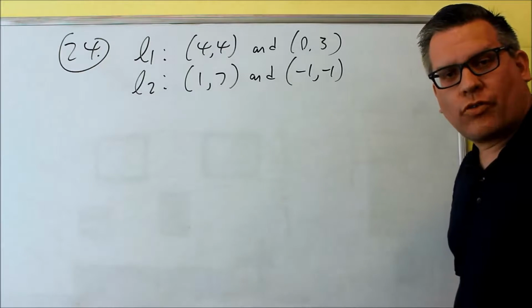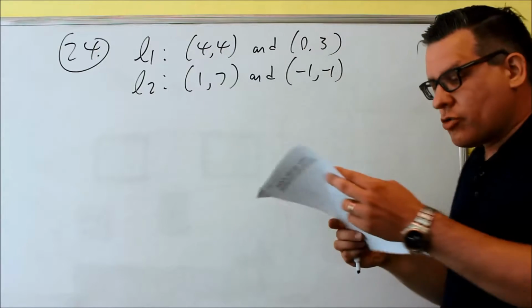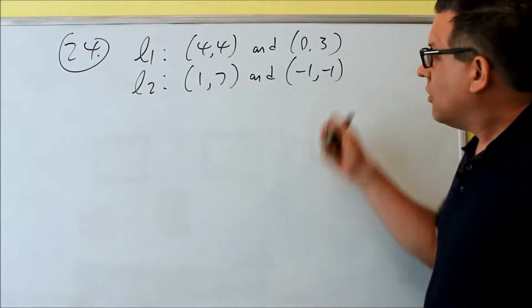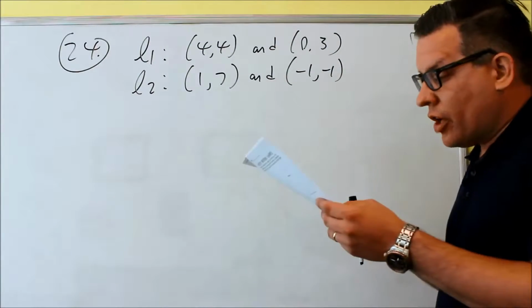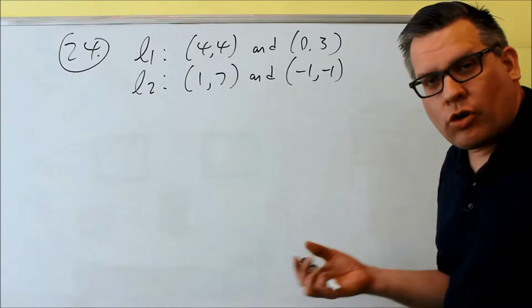Okay, for the last one, 24, you're given line 1 and line 2. Now here's what the instructions say. It says find the slopes of line 1 and line 2. So we're going to do that first. Then it says determine whether they are parallel, perpendicular, or neither.